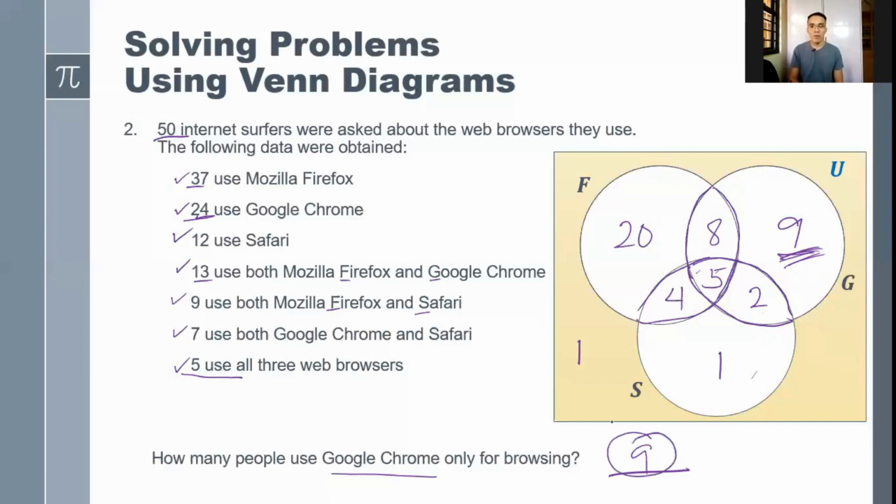So whatever questions are being thrown to you from your teacher, you can always answer those questions as long as you have provided the correct Venn diagram for a given or a particular problem.